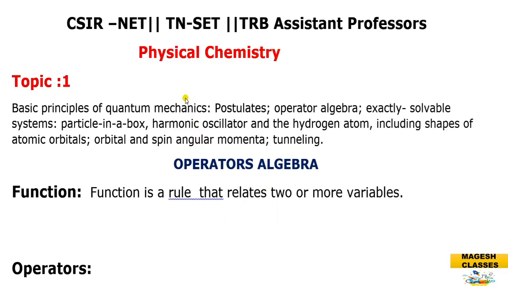In this presentation, we will discuss CSIR-NET, TN SET, TRB Assistant Professors, Physical Chemistry Topic 1. In this area, we have the syllabus: Basic Principles of Quantum Mechanics, Postulates, Operator Algebra, Exactly Solvable Systems, Particle in a Box, Harmonic Oscillator, and hydrogen atom problems, including shapes of atomic orbitals, orbital and spin angular momenta, finally tunneling.